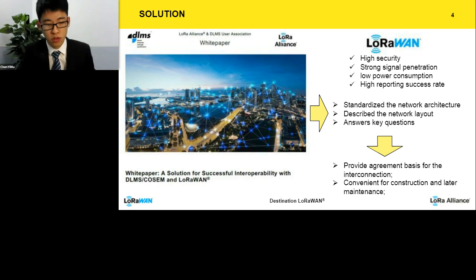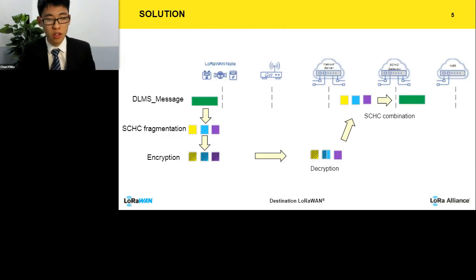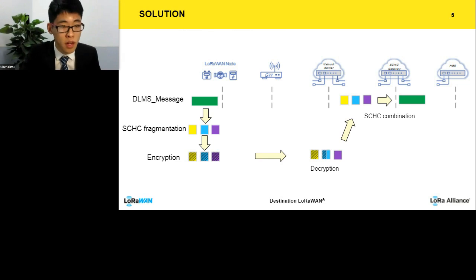Okay, here comes the Kaifa solution. On this page, we can see that the original DMS message is transmitted to the LoRa MAC layer in packets with the SSH safe fragment technology. After being encrypted by the LoRa MAC layer key, it is modulated and transmitted by the RFID chip.